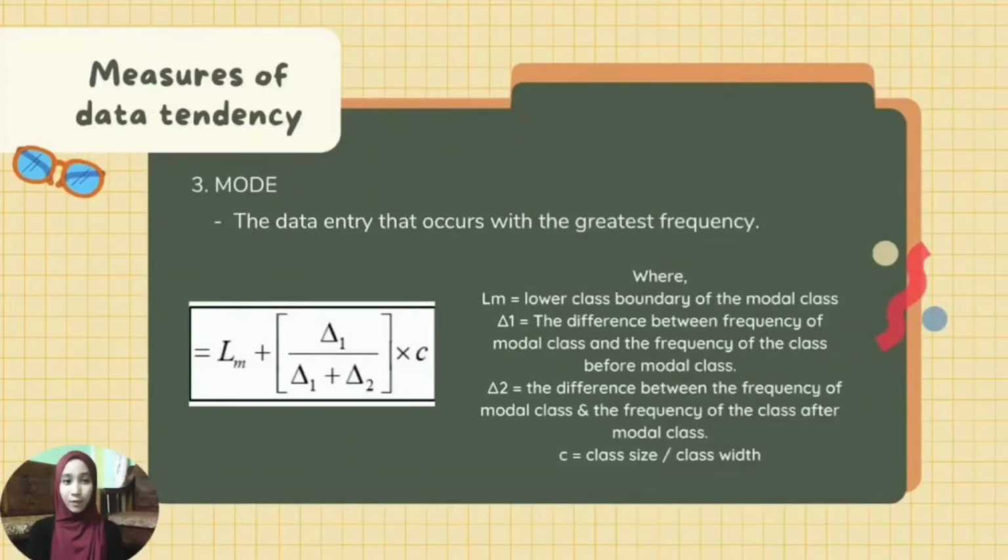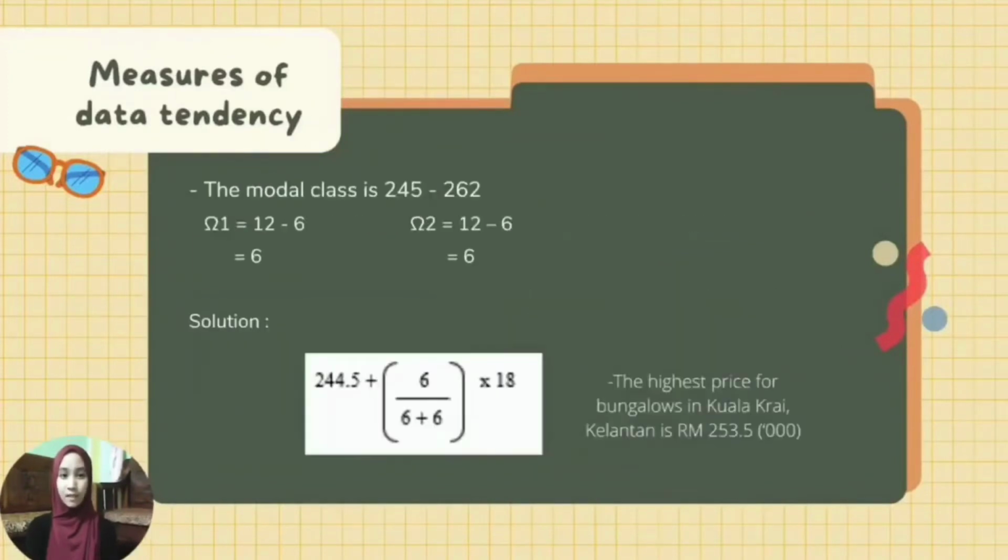Mode is the data entry that occurred with the greatest frequency. So this is the formula for mode. The modal class is 244 to 262. The difference between the frequency of the modal class and the frequency of the class before the modal class is 6, and the difference between the frequency of the modal class and the frequency of the class after the modal class is 6. So we get the mode price for bungalows in Kuala Krai, Kelantan as 253.5 thousand.